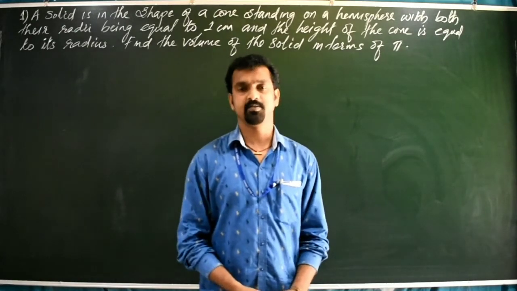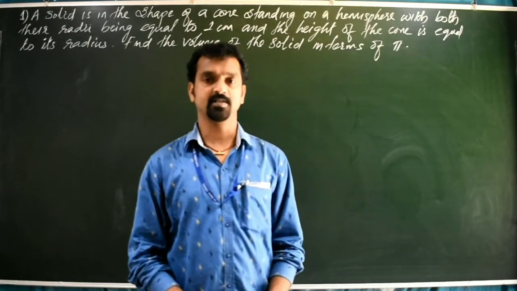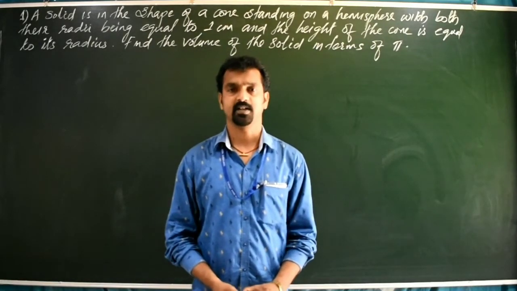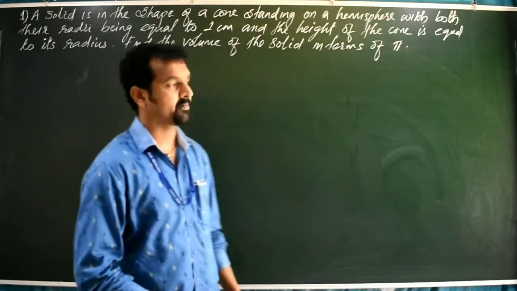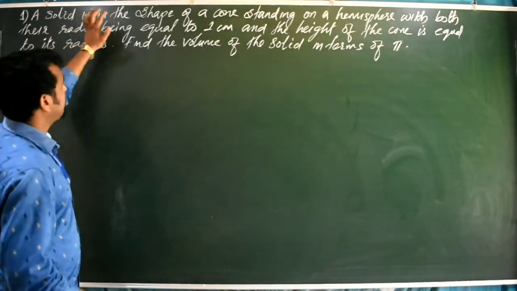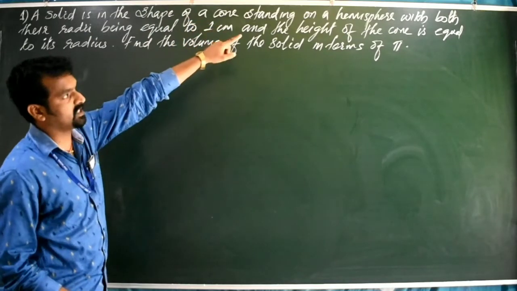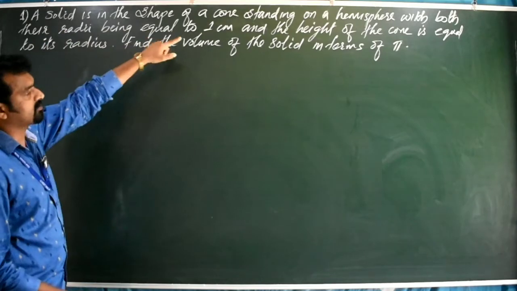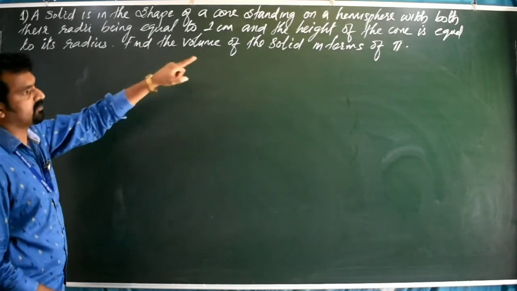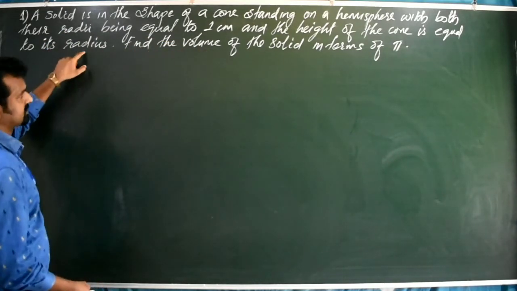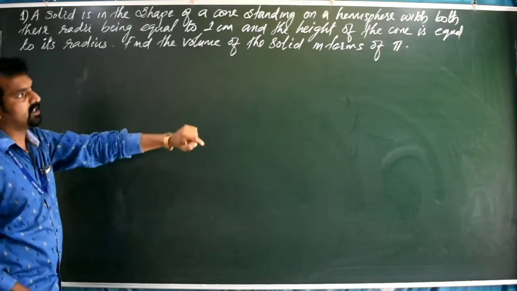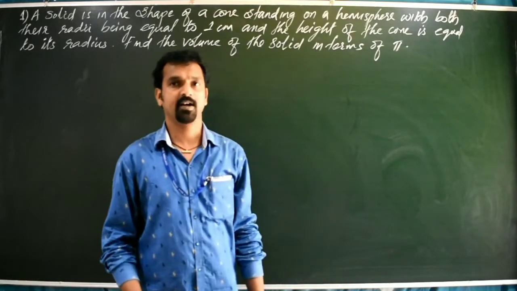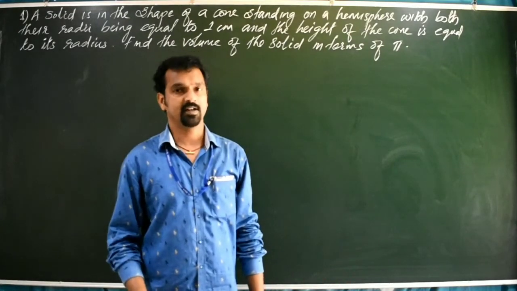How do we find the volume of a solid figure? We have studied the formulas, so we are going to use those formulas here. Let's see question number 1. Exercise 13.2, question number 1. A solid is in the shape of a cone standing on a hemisphere with both their radii being equal to 1 centimeter and the height of the cone equal to its radius. Find the volume of the solid in terms of pi.